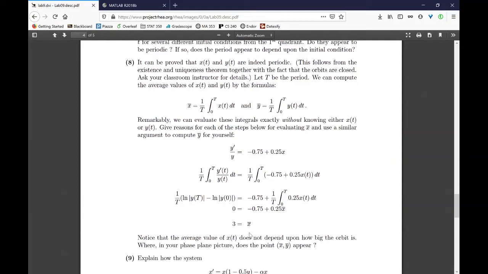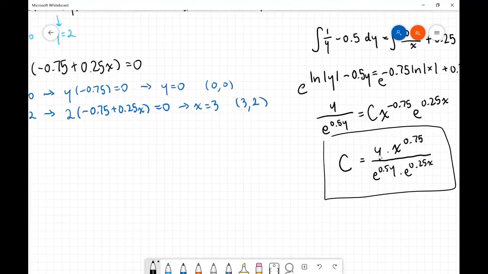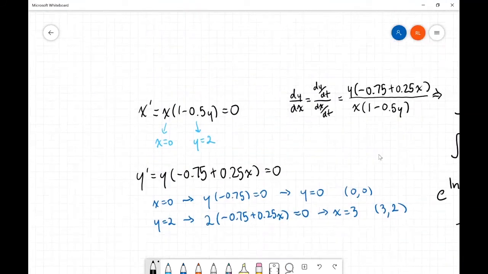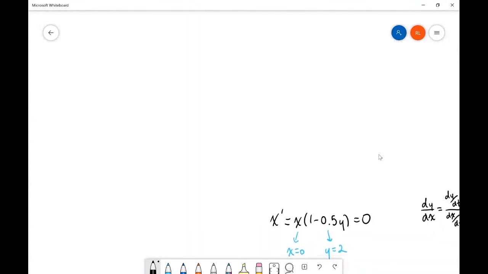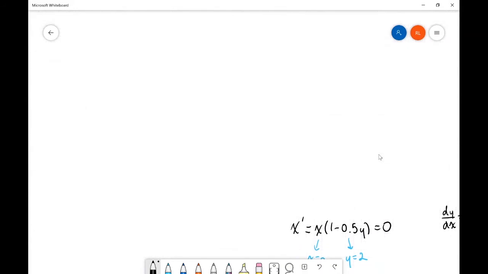Now we can apply a similar argument to find the average of y. So if we go over here, we have that x prime is equal to x times 1 minus 0.5y. So if we divide both sides by x, we get that x prime over x is equal to 1 minus 0.5y.